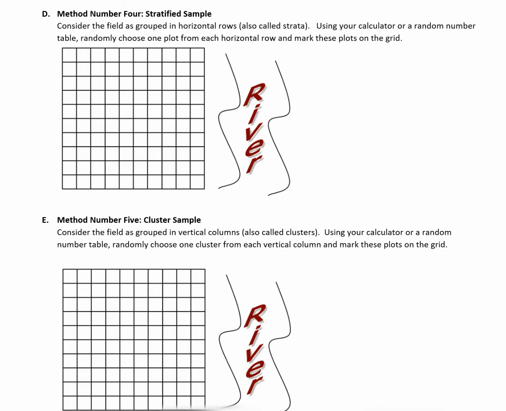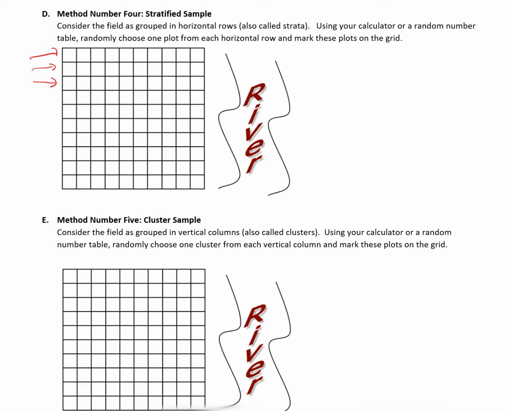Okay, method 4. We're doing stratified sample again, except this time we're going to group horizontally. Okay, so now I still have 10 groups. Now my groups are going left to right instead of up and down. Okay, so same thing applies. I have 10 groups. I need 10 plots total. So I'm just going to select one from each group.